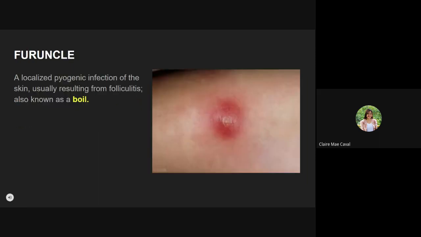Next is furuncle. This is also known as boil. It usually results from folliculitis. This is a localized pyogenic or pus-producing infection of the skin. When you say localized, this is only in a specific or limited area, and this is how it looks like. This is your furuncle.